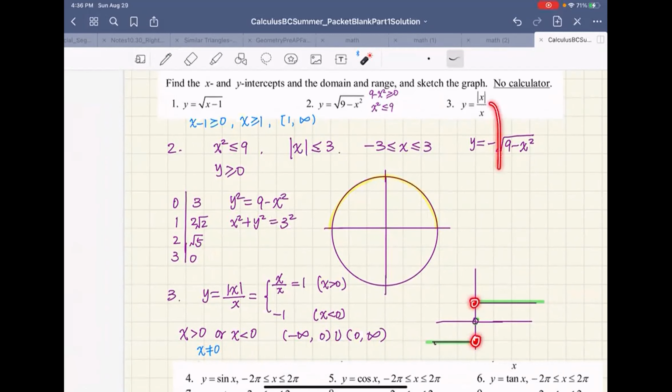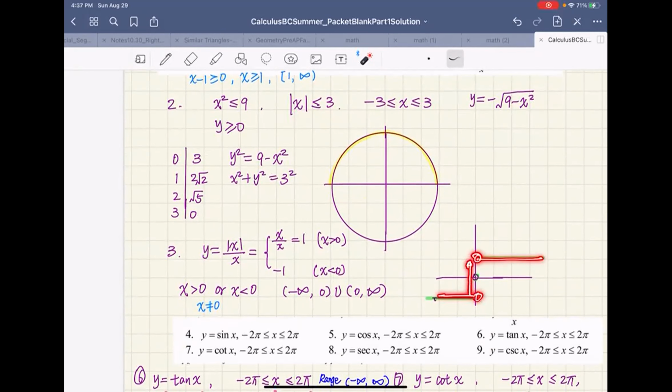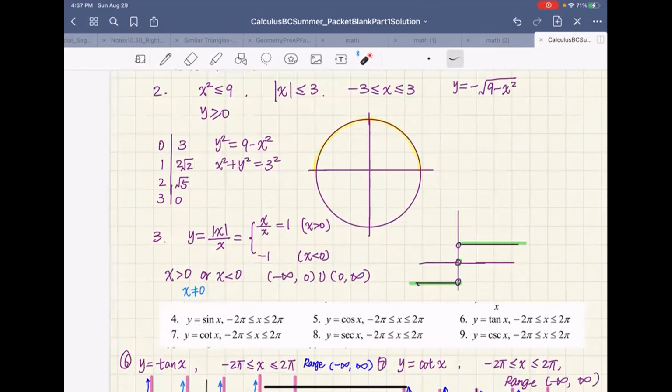This is something very important because next year when you learn calculus, we will learn about this. This is called a jump discontinuity. This is jump discontinuity. Okay, so basically that's our first 3 questions.